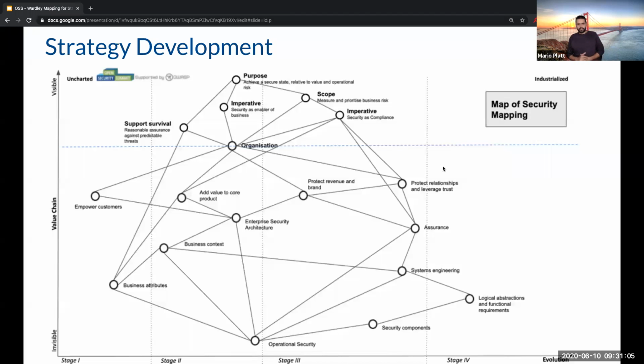So this was a map that I first developed solo, and then it was refined at the Open Security Summit in 2018. This is what I call the map of security mapping, which is, for those of you that know about SABSA, basically SABSA on a map.